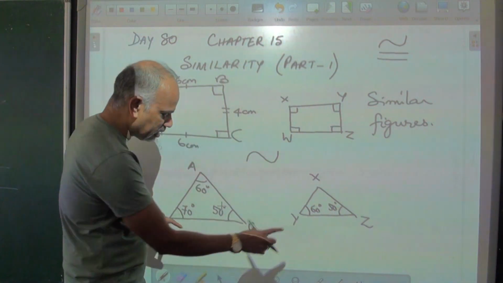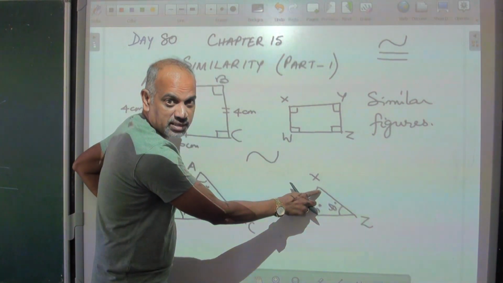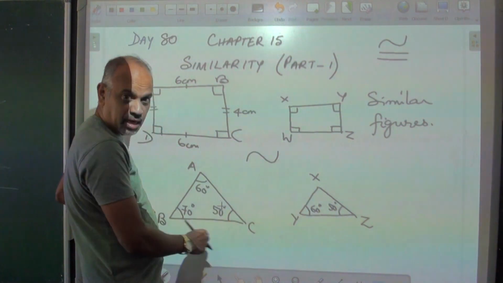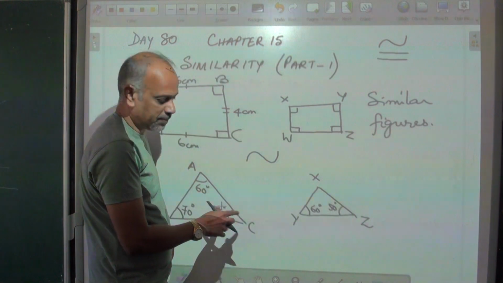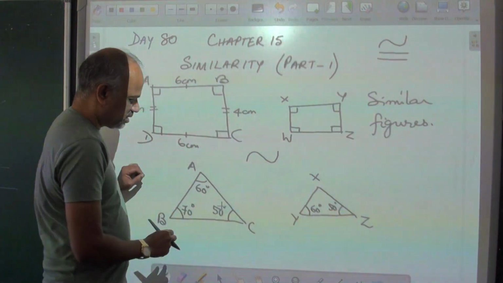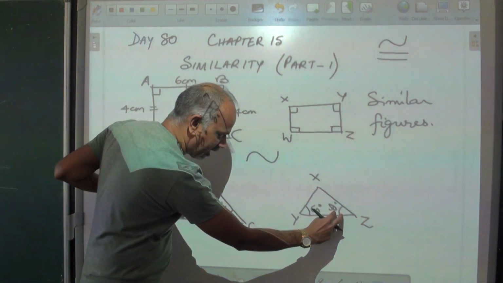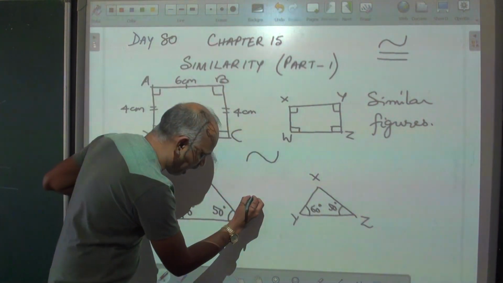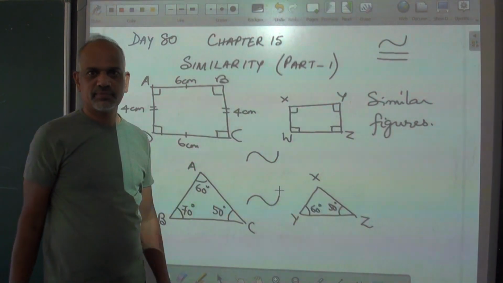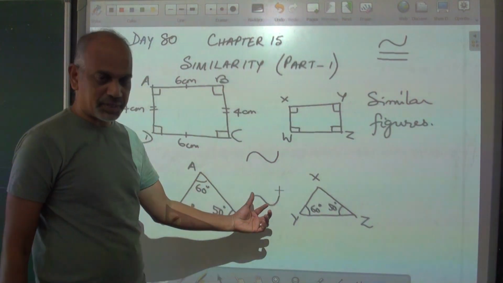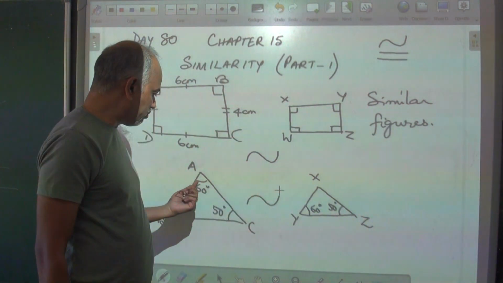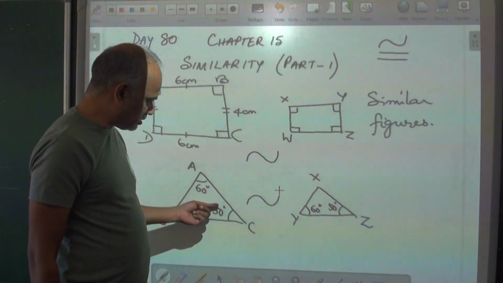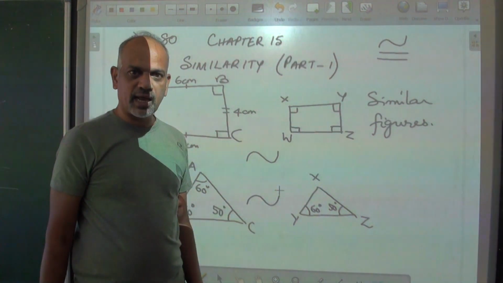So if this is 70, this has to be 70 degrees. It can't be something else because the sum gives you 180. Okay. So in this case, because two corresponding angles are equal, these two triangles are said to be similar. Okay. So to prove that two triangles are similar, you have to check and see whether two corresponding angles are equal.